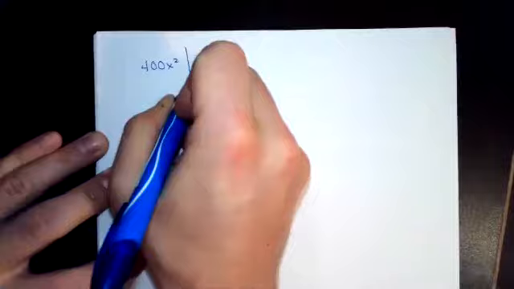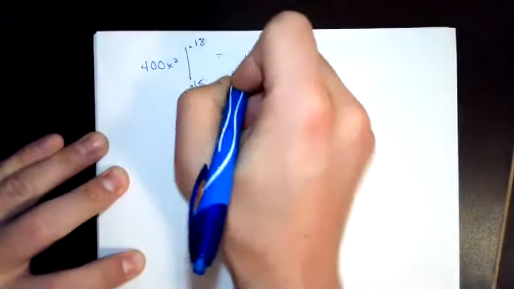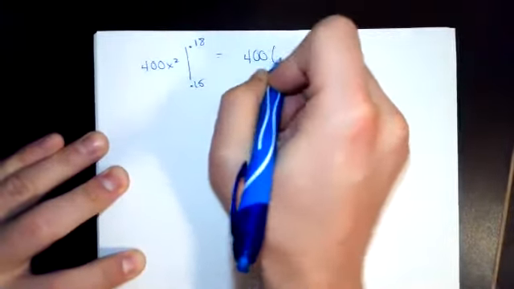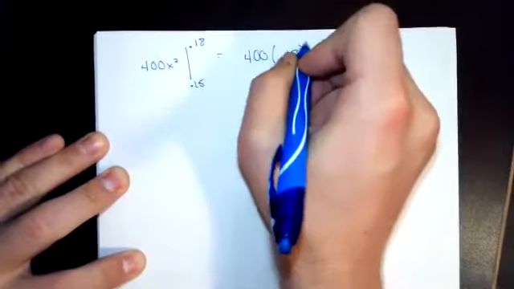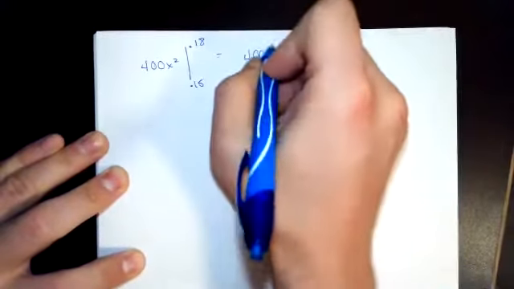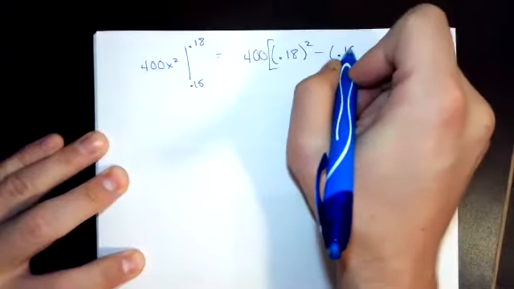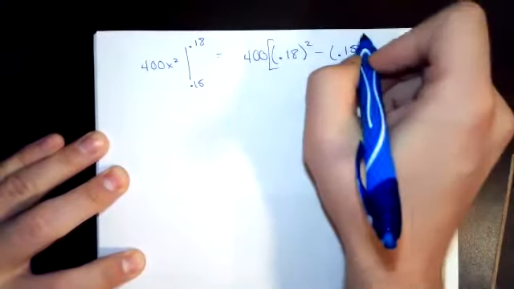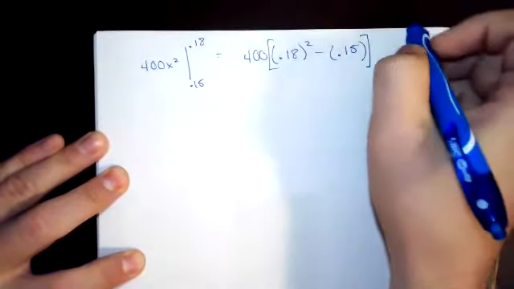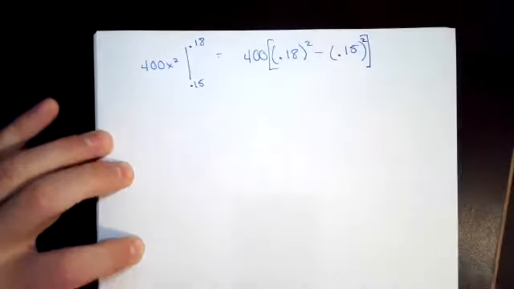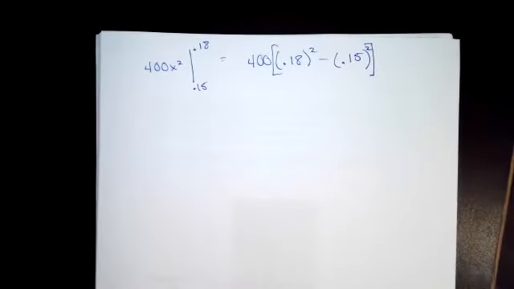Of course, what do we get? We get 400x squared from 0.15 to 0.18. And actually, let's just write it like this. Squared. So whatever that ends up being.